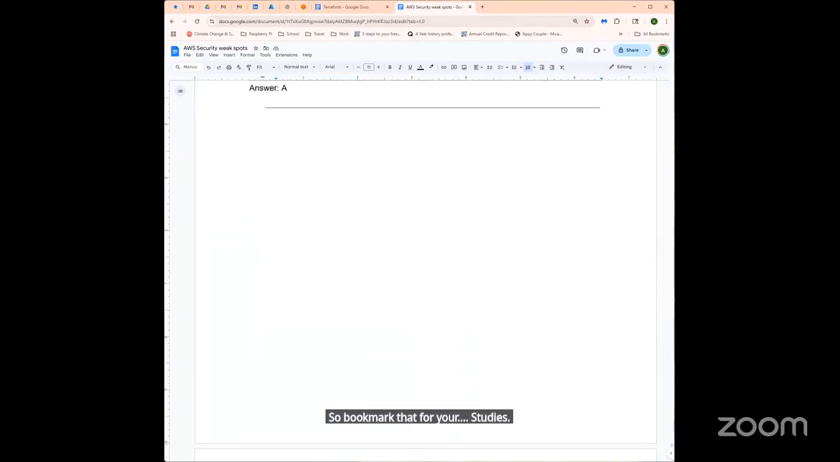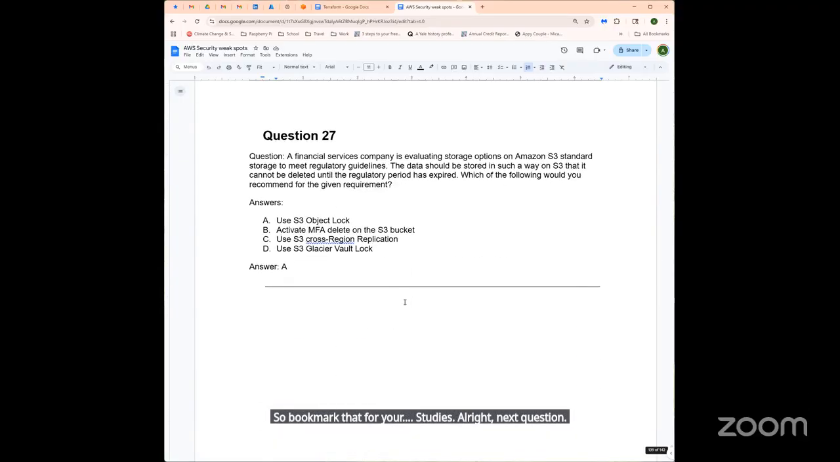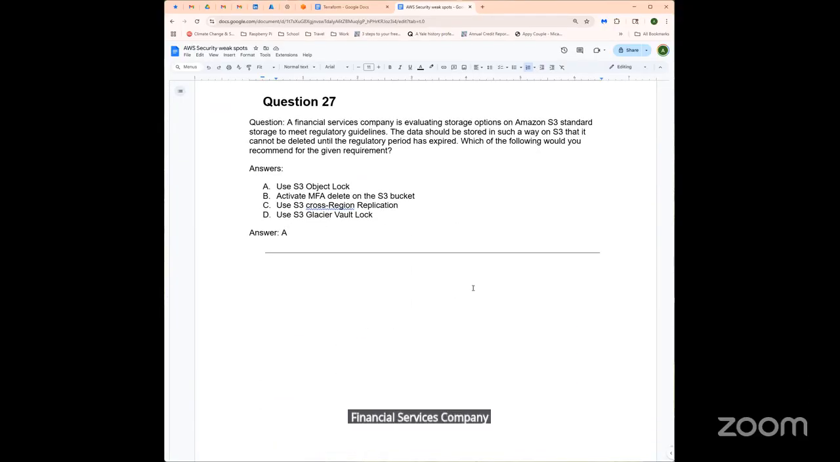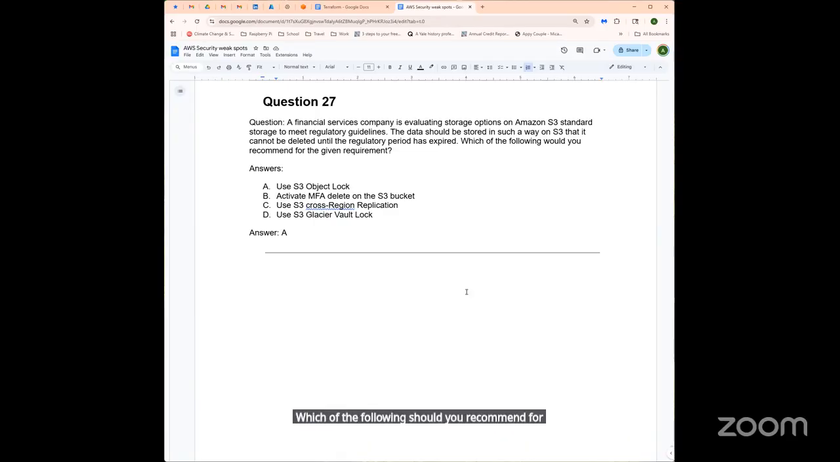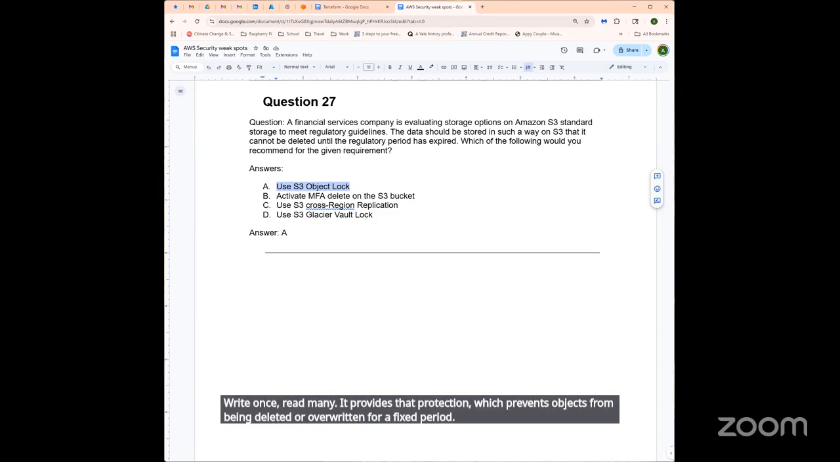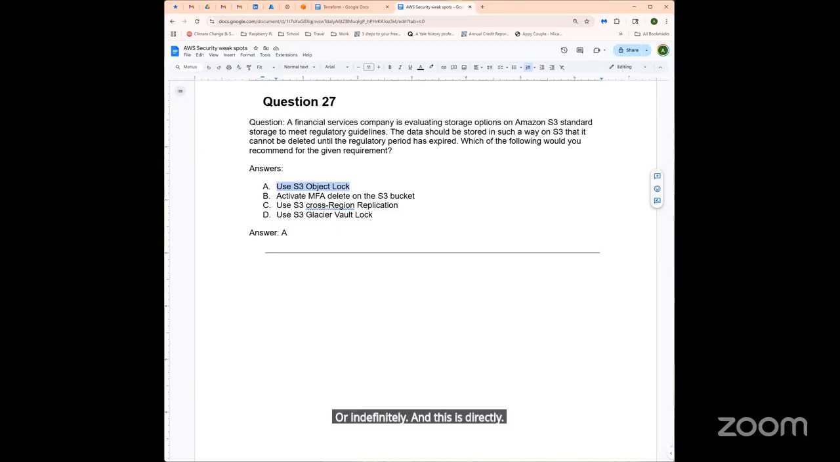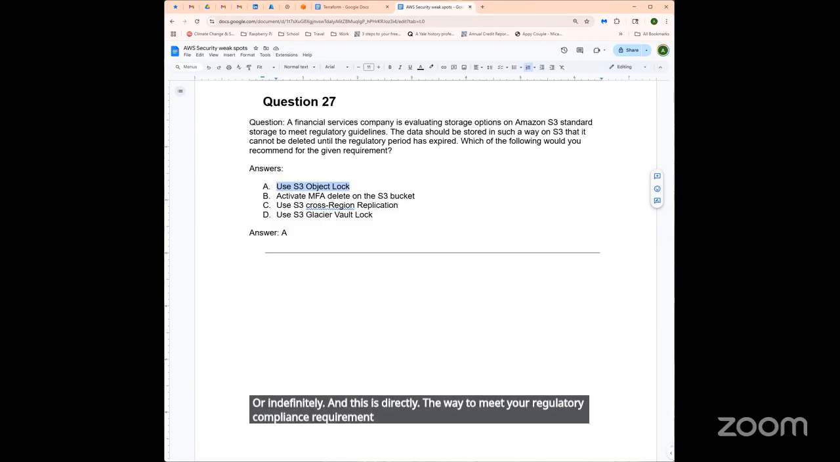All right, next question. A financial services company is evaluating storage options on S3 Standard to meet regulatory guidelines. The data should be stored in a way on S3 that it cannot be deleted until the regulatory period has expired. Which of the following should you recommend for the given requirement? A, S3 Object Lock. S3 Object Lock provides WORM, basically write once, read many. It provides that protection, which prevents objects from being deleted or overwritten for a fixed period or indefinitely. This is directly the way to meet your regulatory compliance requirement for your data retention processes.